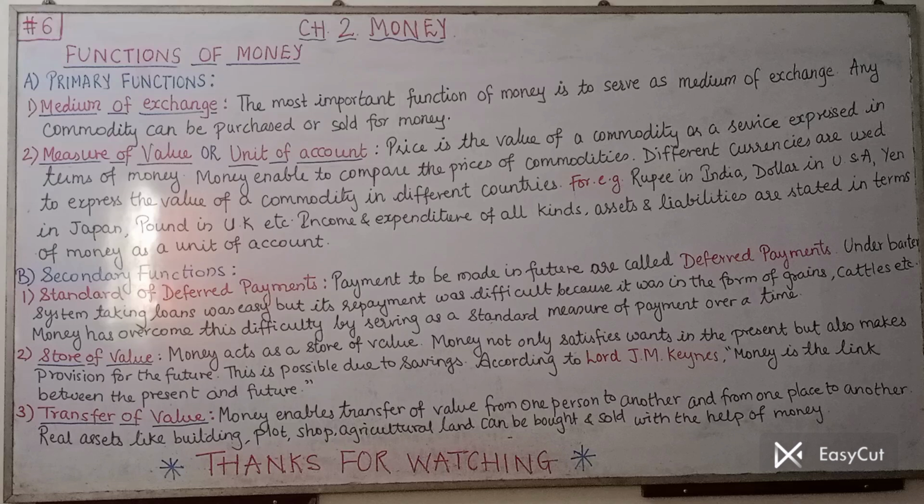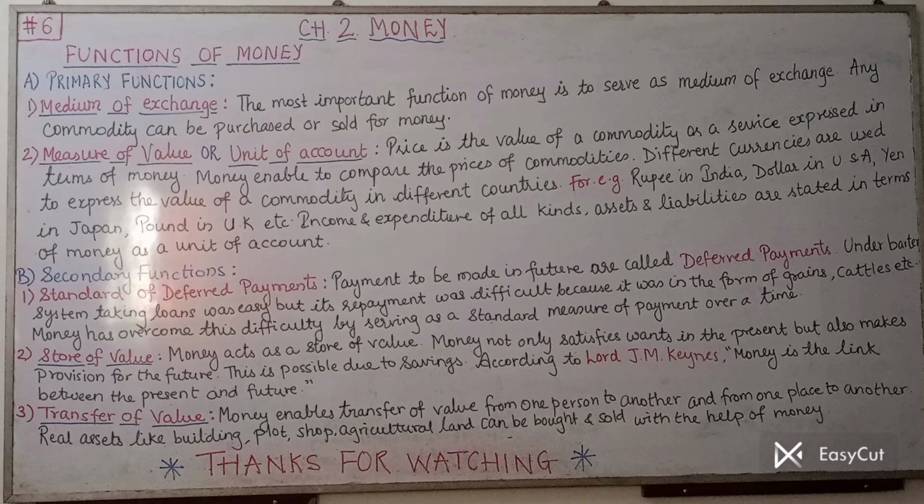Secondary functions of money. Among secondary functions, the first one is standard of deferred payments. I hope you must be knowing, we also learned earlier in this chapter itself, deferred payments means future payments. The payments to be made in future are called deferred payments. Under barter system, the difficulty was that we could easily take a loan, but when it was the time of repayment, it was very difficult to repay the loan, because under barter system the trade used to take place in the form of grains, cattle, etc.